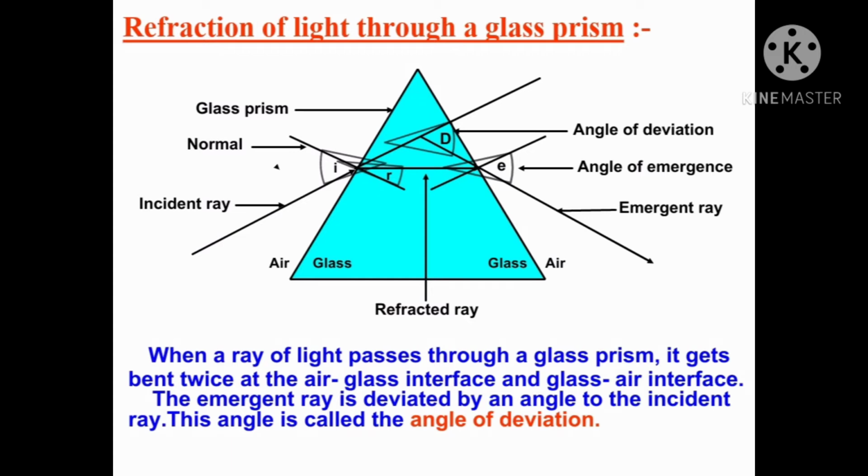Now let us discuss our next article, article number 11.3, refraction of light through a glass prism. When a ray of light passes through a glass prism, it gets bent twice, first at the air-glass interface and second at the glass-air interface. The emergent ray, which is deviated by an angle to the incident ray, is known as the angle of deviation.